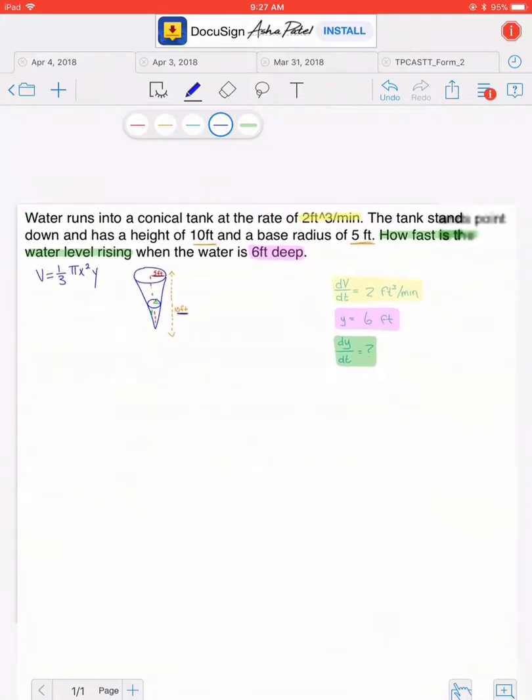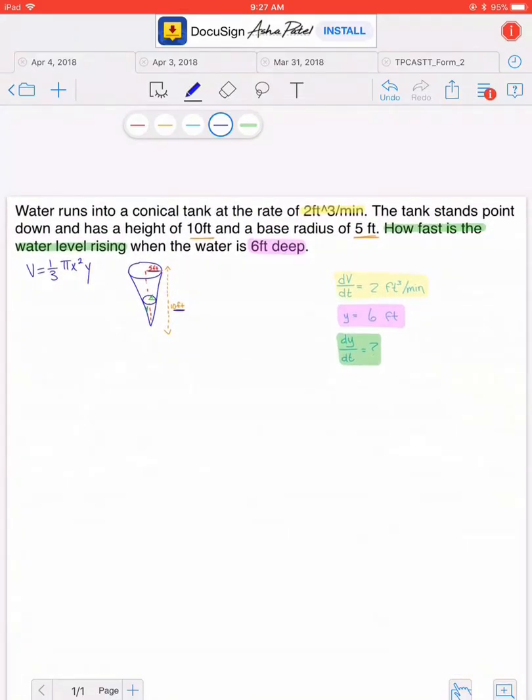And in the problem, they give us the rate that the volume is changing. So that is dV/dt in the yellow, 2 cubic feet per minute. They give us our y, which is 6 feet. And we are finding dy/dt, which is the rate that the water level is rising.